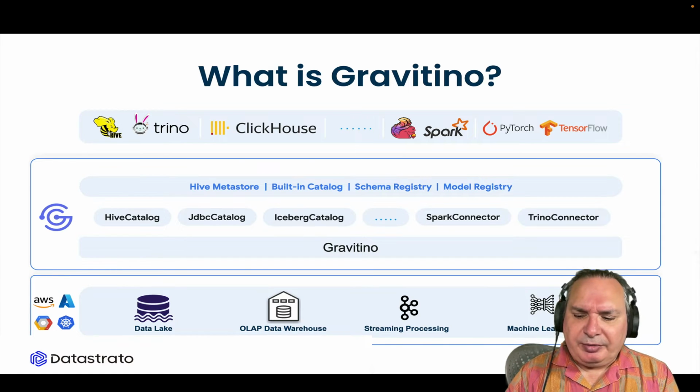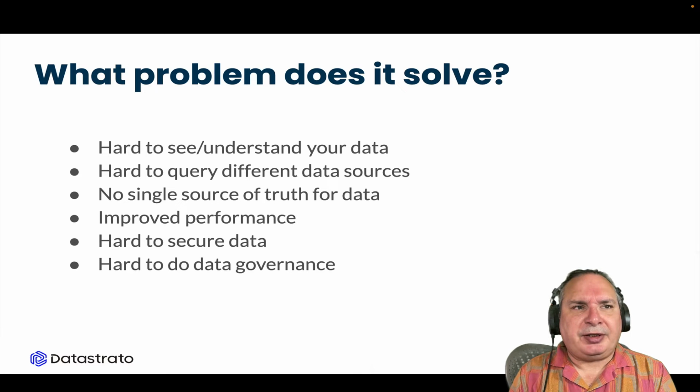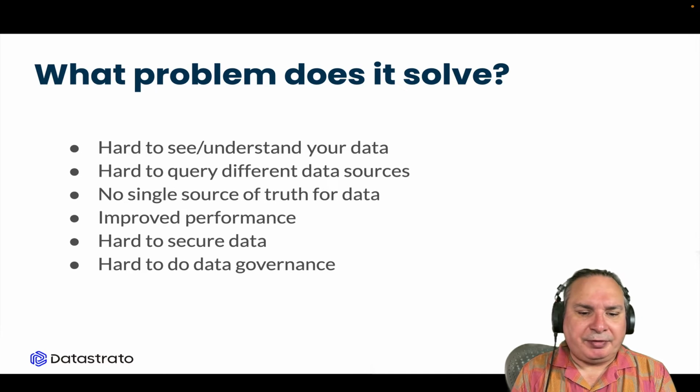And we'll go on to, what sort of problem does it solve? One problem is you've got all these different programs that you're running. You've got your data stored in different cloud vendors. You've got your data stored in different regions. So it's hard to actually see what you've got. And this is one of the things that Gravitino can help you with.